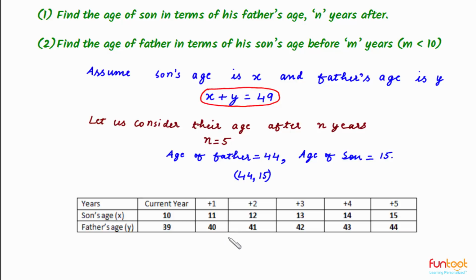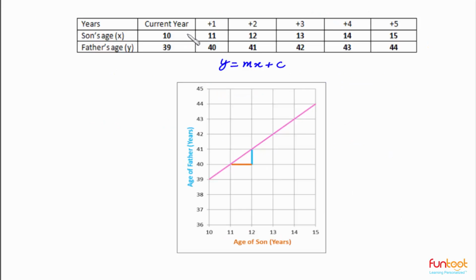Here we will use a type of linear equation in two variables. y is equal to mx plus c, where c is the constant and m gives us the idea of how y varies with x. This graph has been plotted with these solution pairs, and we can see in this graph, when x increases by 1 unit, y also increases by 1 unit. Therefore, this m here will be equal to 1.